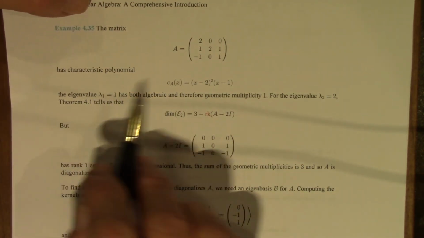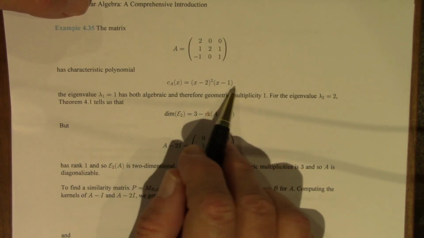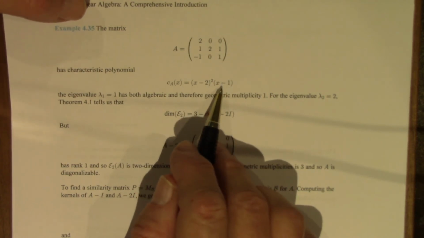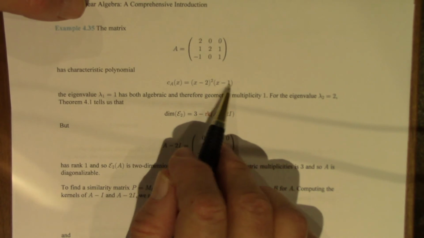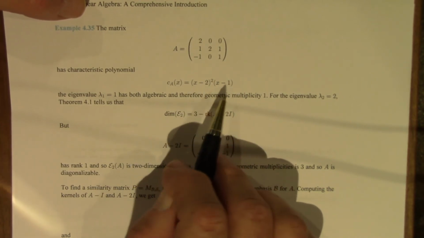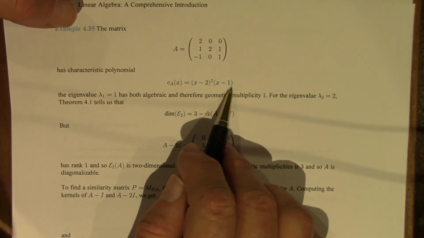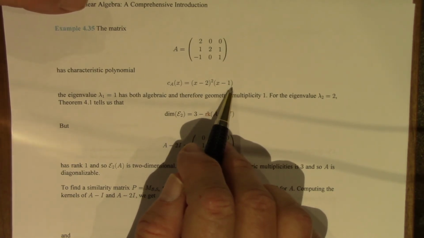The eigenvalue 1 has algebraic and geometric multiplicity 1. The algebraic multiplicity is just read off from this. It's the multiplicity of 1 as a root of the characteristic polynomial, and that's 1. The geometric multiplicity is less than or equal to the algebraic multiplicity, and therefore must also equal 1.